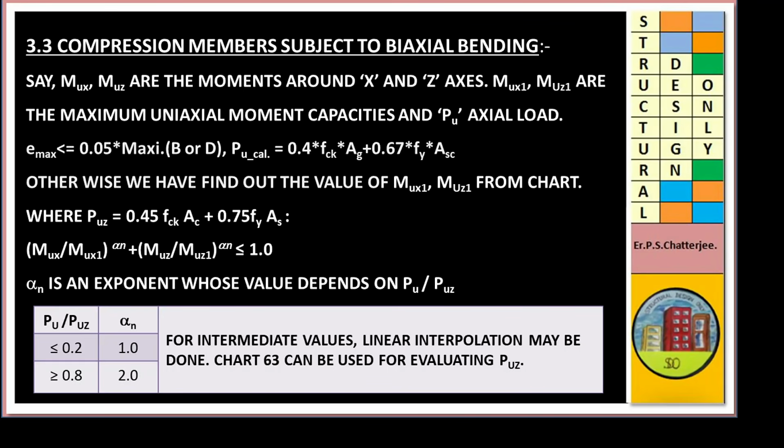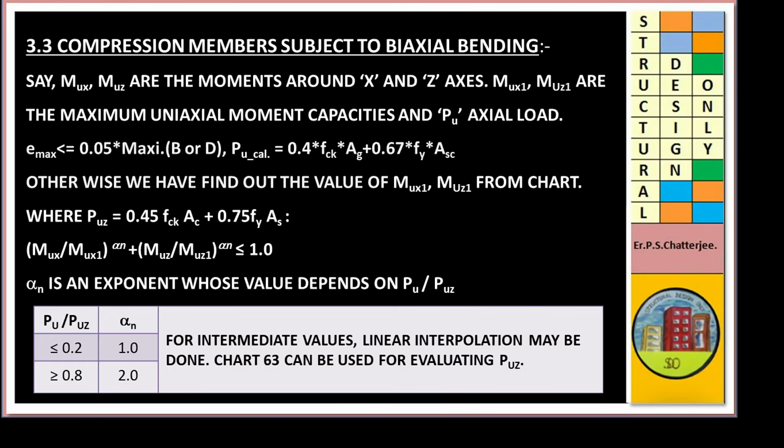Otherwise, we have to find out the value of MUX1 and MUZ1 from chart, where PUZ is equal to this value. And after that, we have to prove that (MUX by MUX1) whole to the power alpha n plus (MUZ by MUZ1) whole to the power alpha n is less than or equal to 1. Alpha n is the exponent whose value depends upon Pu by Puz.